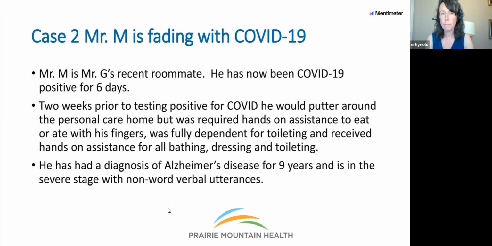2 weeks prior to testing positive for COVID, he would putter around the personal care home, was requiring hands-on assistance to eat, or he ate with his fingers. He was fully dependent for toileting and received hands-on assistance for bathing, dressing, and toileting. He's had a diagnosis of Alzheimer's disease for 9 years and is in the severe stage of his Alzheimer's disease with non-word verbal utterances. So a bit hard to understand what he's trying to say, and he is therefore also severely frail.